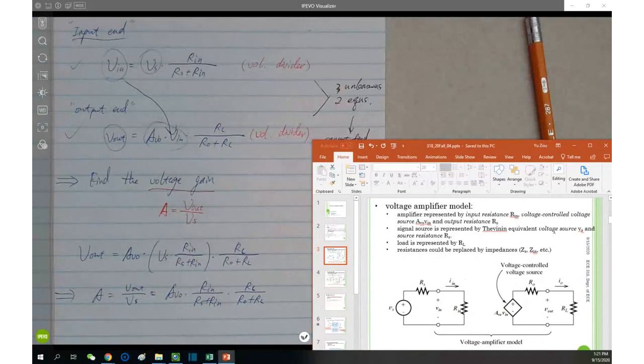Okay, we'll do so. All right, let's take a look at the equation as well as the voltage amplifier model. Now, the very important thing is the input and output resistance. Input resistance Rin and output resistance R0. What do you think about them? Rin, do we want this to be high or low? Same question on R0. And why? Anybody have any thoughts? First of all, regarding Rin, high or low, and why?